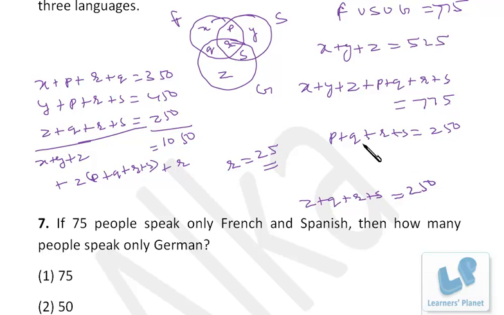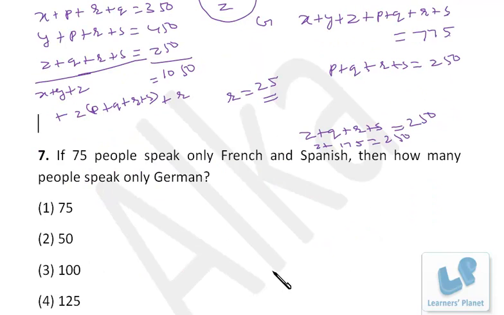Now we can find out the value of Q plus R plus S from here. So Q plus R plus S will be 250 minus P, and P is 75, right? So Q plus R plus S will be 250 minus 75, that is 175. So Z plus 175 is 250, so Z is 75. Okay, I hope it's clear to you. So that's 75.